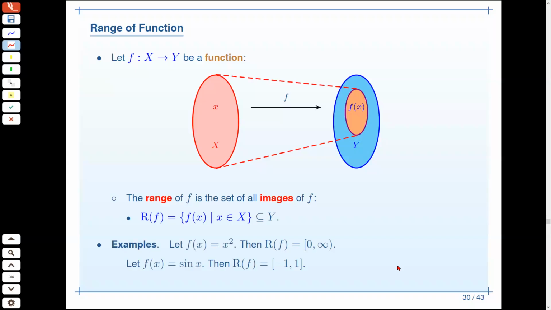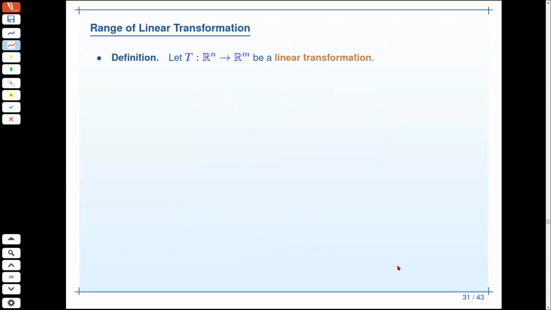Let's see what the ranges are for linear transformations. Suppose T is a linear transformation. Then the range is the same: a linear transformation is a function, so the range of T is again the set of all the images. This is the definition. Of course, it is a subset of Rn. But is it a space? We'll see soon.